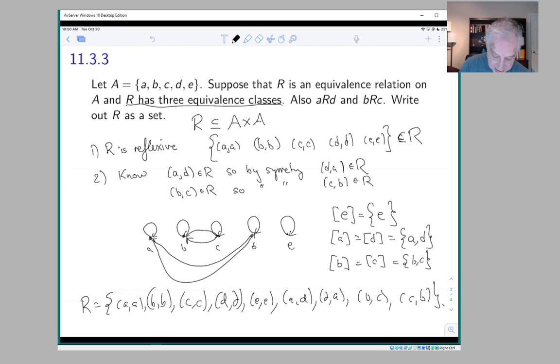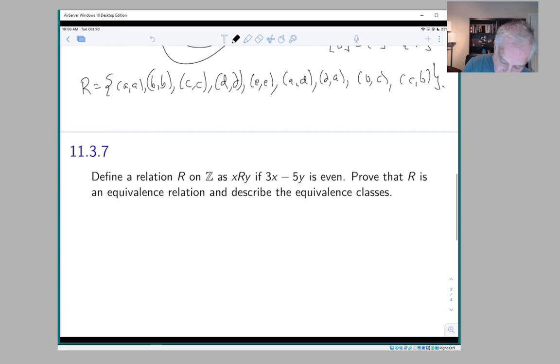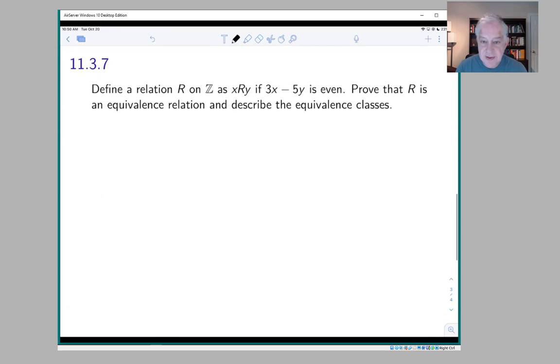Okay, let's look at another one. Here we define a relation R on the integers by saying that x is related to y if 3x minus 5y is even. So we're supposed to prove that it's an equivalence relation and to describe the equivalence classes. This is, I think, a nice exercise.